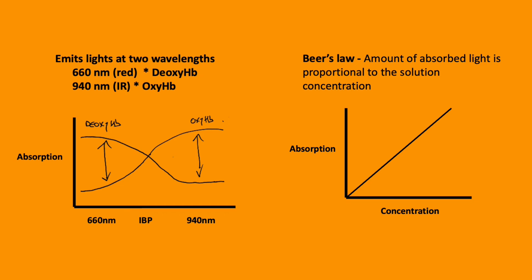The next graph looks at Beer's law, or Beer-Lambert law, or Lambert-Beer law. It's a linear relationship between the concentration and the absorption. So as the concentration increases, the absorption increases in a linear fashion.